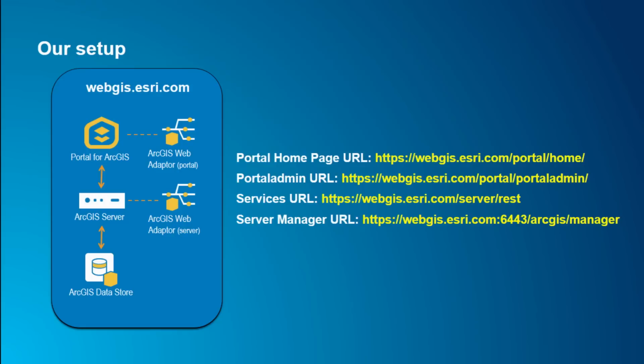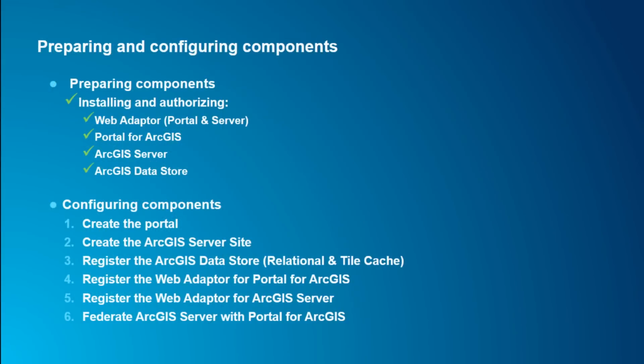So we're going to be doing a demo, and this is the kind of setup that we will be using. We're going to have a host name called webgis.esri.com. Those are the components that we'll be working with, and this is just an example of some of the URLs we'll be using to access our ArcGIS Enterprise using this setup. Like I said, in the interest of saving time, we've already gone through the installation and the authorization of portal, server, the data store, and the web adaptors. So we're going to do the other steps which I outlined. I'll be working through the next steps needed. Okay, so let me just do this.